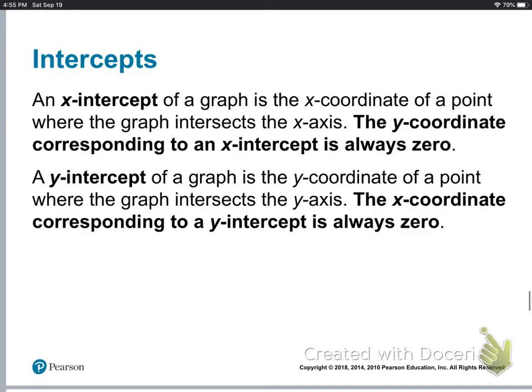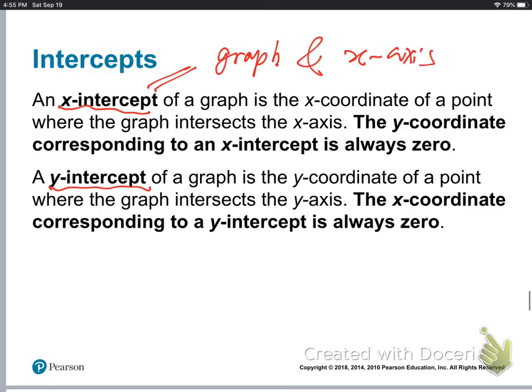Okay, so here is the definition of x-intercept and y-intercept. What's the key idea of x-intercept? The x-intercept is on the graph and on the x-axis. So what's the y-intercept? The y-intercept is on the graph and on the y-axis.